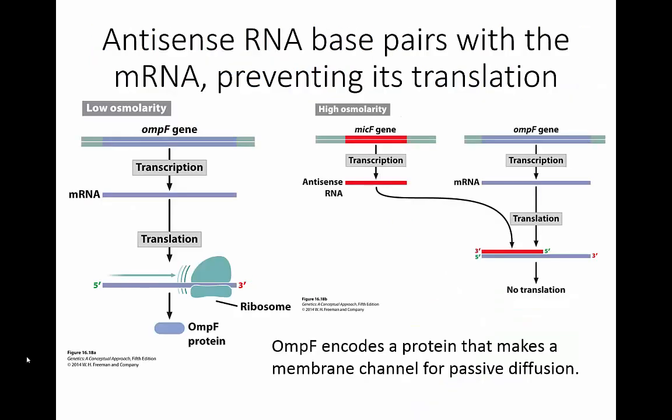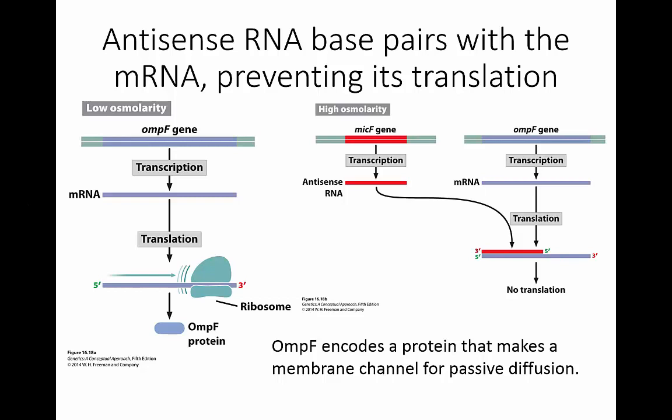So this first example, antisense RNA, I'm going to tell you about this gene called the ompF gene. So this encodes a protein that makes a channel for passive diffusion across the membrane. If the bacterium gets into an environment with very high osmolarity, it's going to actually suck all the water out of that bacterium. And you've really got to close off those passive diffusion channels very rapidly.